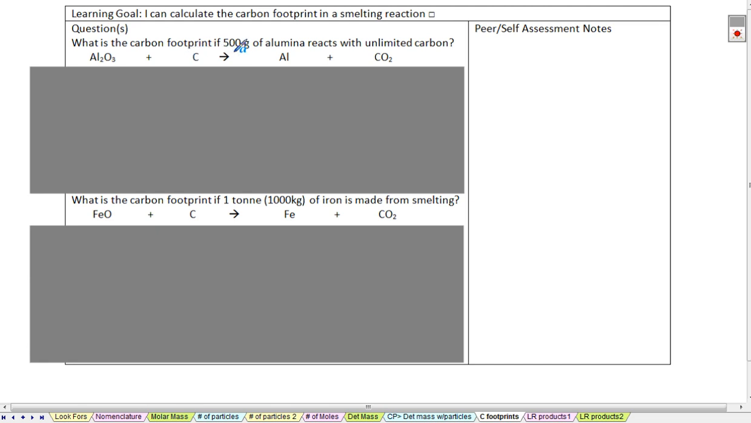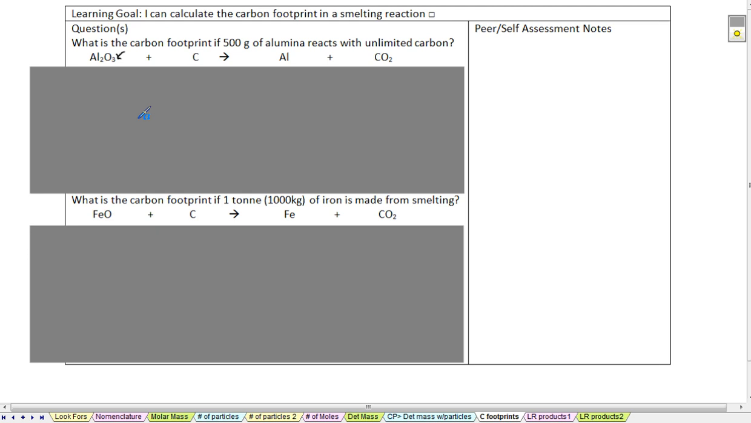So we're given a specific mass of alumina, and we've got as much carbon as we possibly need to make the reaction go. And we want to figure out how much carbon dioxide is being produced. So if the question asks for the carbon footprint, we're looking at the mass of carbon dioxide. Before we jump into the question, we need to start balancing. And we typically balance our metals first, but I just want to give you a little hint. And the little hint is right there.